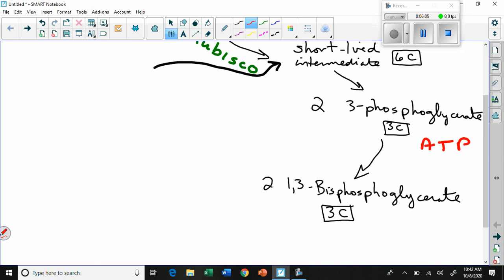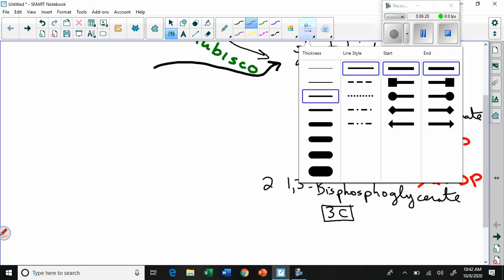And in fact, because there are 2 of them, we're going to have to take 2 ATPs and turn them into ADPs. And the inorganic phosphate that we would normally add here is now attached to the molecule as a bisphosphate. It has phosphates in the 1 and 3 positions. Okay?